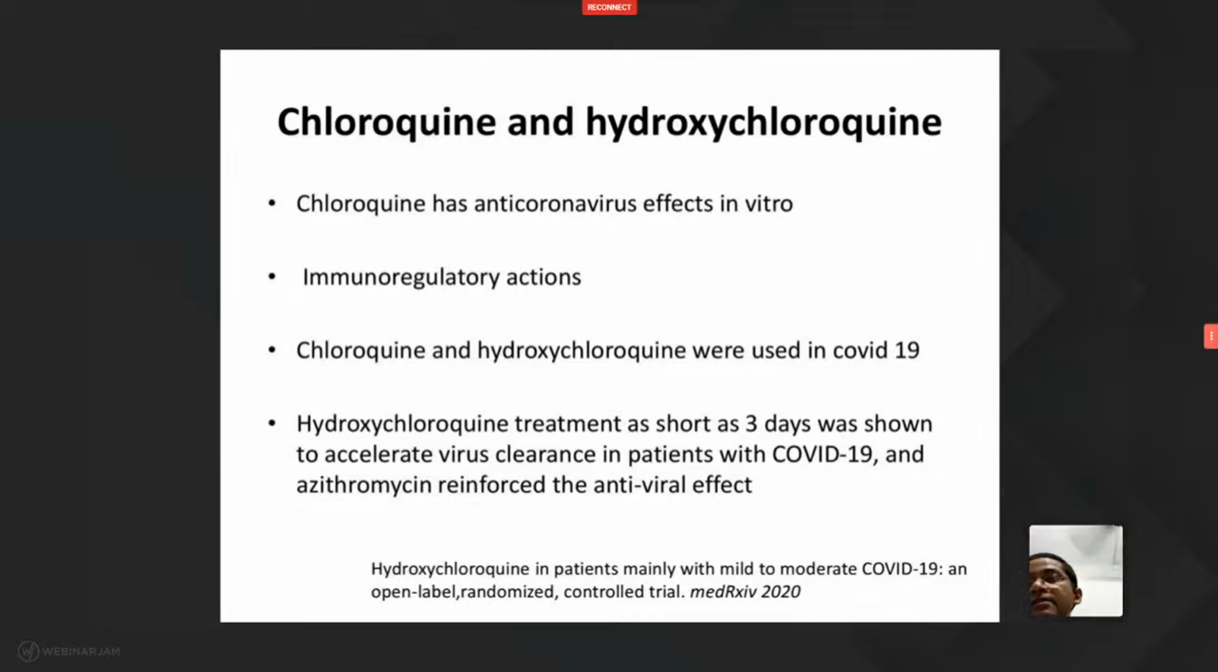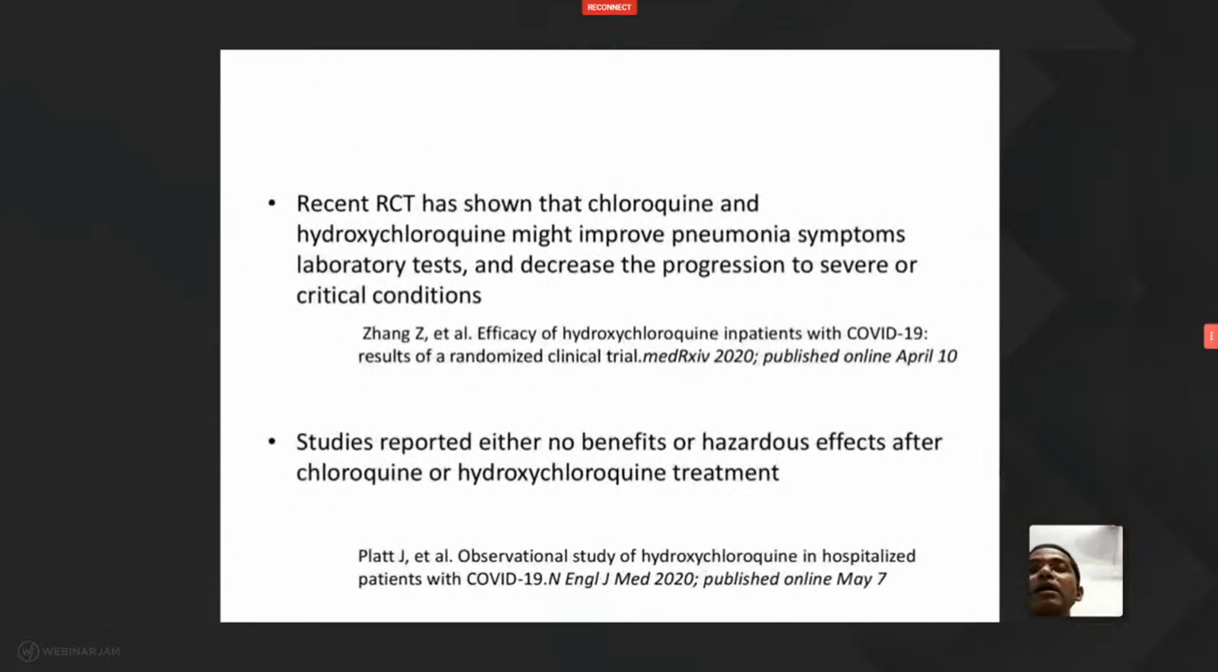In a study, it has been shown that hydroxychloroquine treatment for as short as 3 days has shown accelerated virus clearance in patients with COVID-19. And if we add azithromycin to it, then the clearance is more rapid and more persistent than with hydroxychloroquine alone. A recent RCT has also shown that chloroquine or hydroxychloroquine might decrease the progression of the disease from mild to moderate to severe or critical condition. But many studies have reported that there is either no benefit or there is harm after chloroquine or hydroxychloroquine treatment.